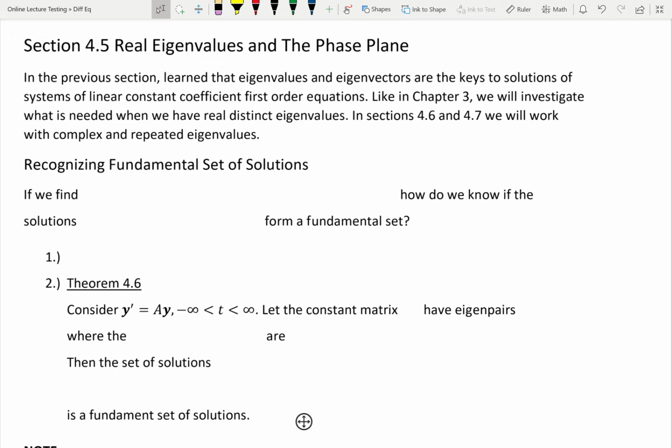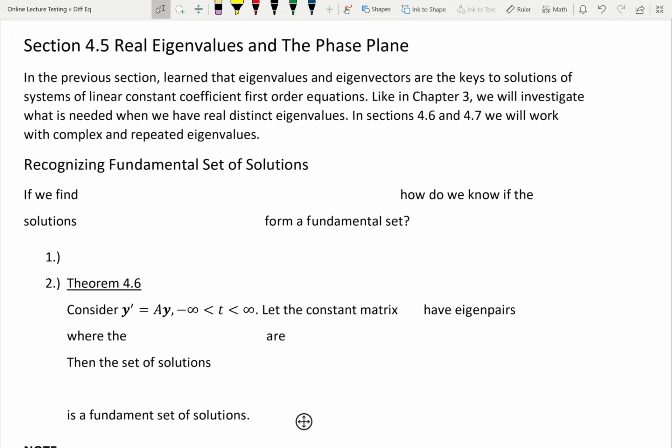And then just like before, we're going to have dedicated sections. So 4.6 and 4.7 will work with complex, and then we'll also deal with repeated values as well. The first thing that comes into play here is recognizing fundamental sets of solutions. There's a couple of ways that we can do this. There's a really cool theorem that comes out of this one because we are dealing with matrices. We're going to investigate that here in just a second and then get into solving these guys.